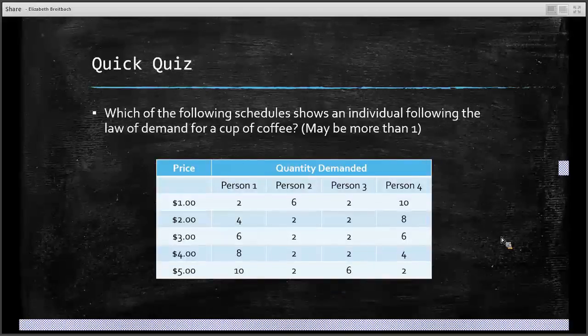However, person 3 does not follow the law of demand, because yes, they have very inelastic demand, but when the price increases to 5 units, then they increase their consumption to 6 cups of coffee. And that again is not following the law of demand. And then finally, person 4, we can see, is a traditional example of the law of demand. We see that as the price increases each dollar, we start to consume less and less coffee. And so person 4 and person 2 are the people that do follow the law of demand.